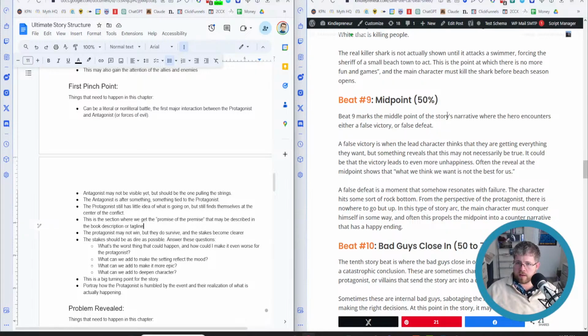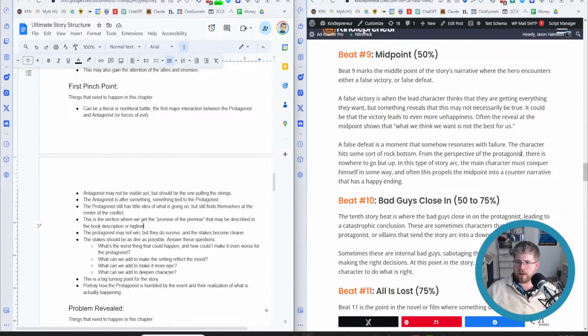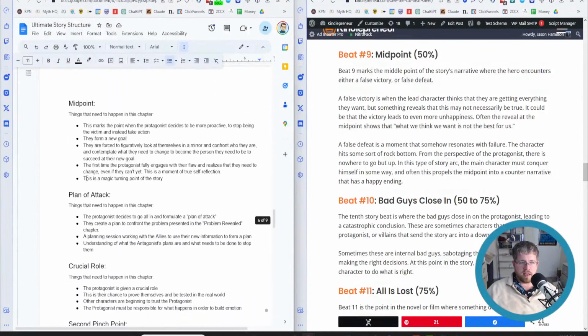Beat 9 marks the middle point of the story's narrative, where the hero encounters either a false victory or a false defeat. False victory is when the lead character thinks they are getting everything that they want, but something reveals that this may not necessarily be true. It could be that the victory leads to even more unhappiness. Often the reveal at the midpoint shows that what we think we want is not the best for us. A false defeat is the moment that somehow resonates with failure. The character hits some sort of rock bottom. From the perspective of the protagonist, there is nowhere to go but up. In this type of story arc, the main character must conquer himself in some way, and often this propels the midpoint into a counter narrative that has a happy ending. That definitely sounds like the midpoint right here.